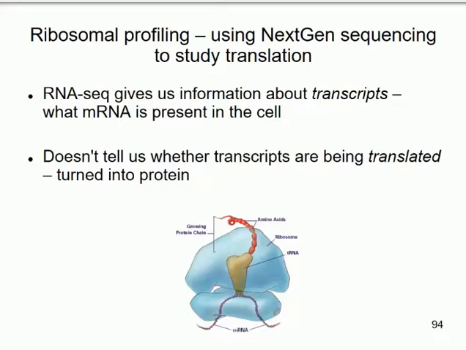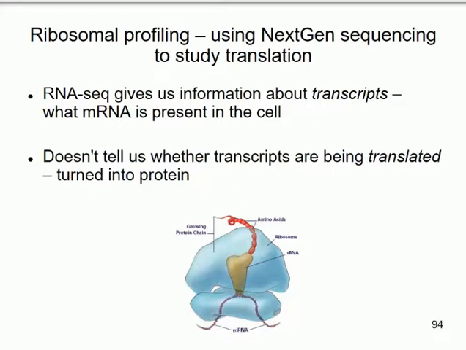What it doesn't do is tell you whether or not those messages are actually being translated, whether they're being turned into protein. And you might think, well, why would that matter? Surely if something's being expressed as a message, it's being expressed as a protein as well. And it turns out, surprisingly, that's actually not true. That the correlation between gene expression at the RNA level and protein levels at the proteome level is not that good. And this is a bit of a surprise, and we still don't fully understand it, but it means that an RNA-seq experiment on its own is not enough to tell us how well different proteins are going to be expressed.